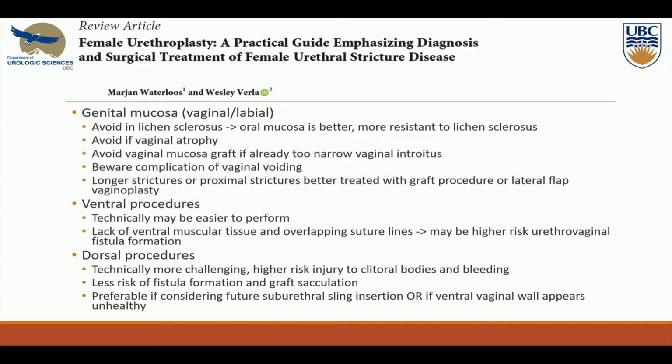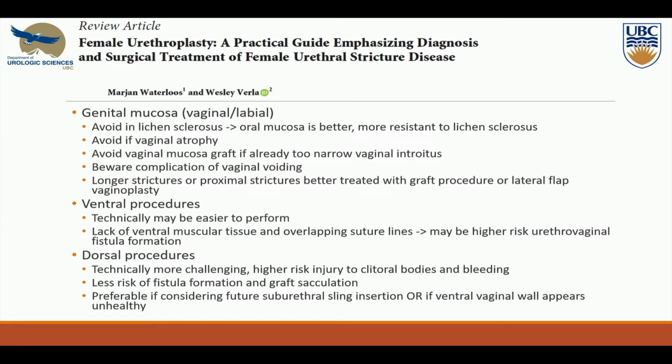If you have longer strictures or more proximal strictures, these are patients that are better treated with graft procedures or lateral flap vaginoplasty. In terms of the differences between ventral and dorsal techniques, ventral procedures technically seem to be easier to perform, easier access to the urethra.